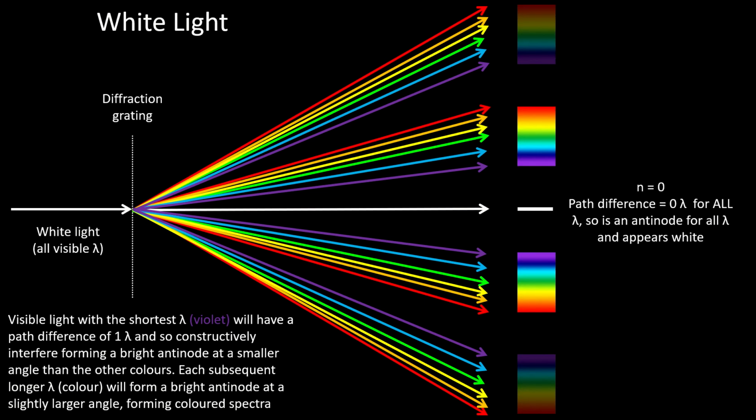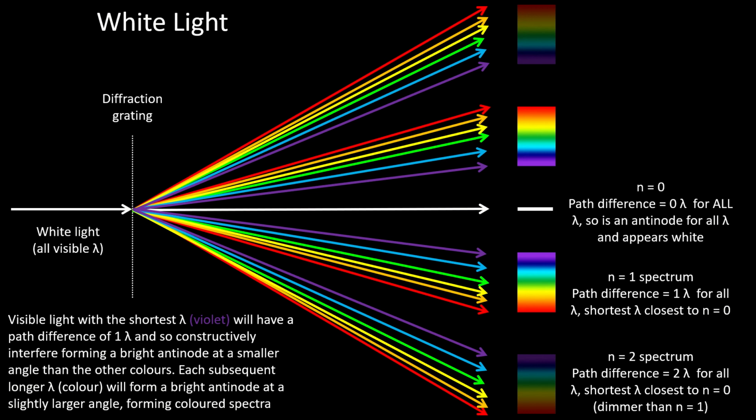You'll get the n equals 0 white line, because they all constructively interfere there. And then at n equals 1, you'll get a spectrum. Now, at n equals 1, the path difference is one wavelength for all the wavelengths, but the shortest wavelength, the violet, will be closest to the n equals 0. And as you go gradually further out through blue and green and yellow and orange out to red, the wavelength is gradually increasing. But they all have a path difference of one wavelength.